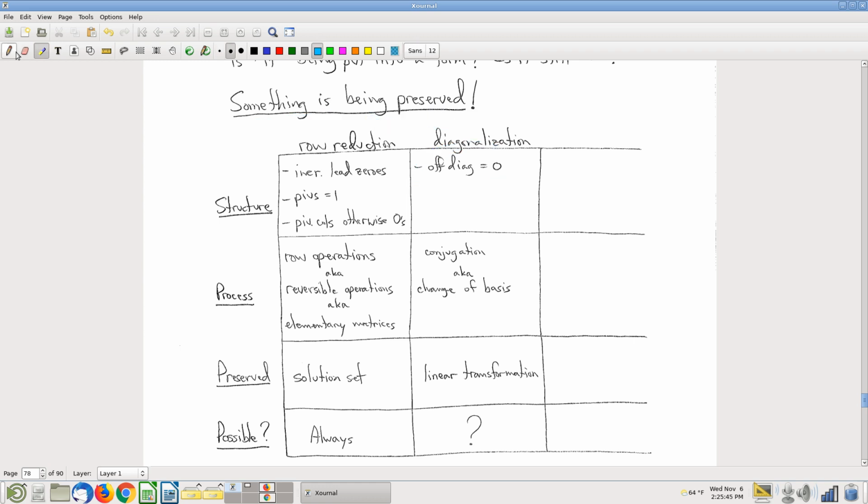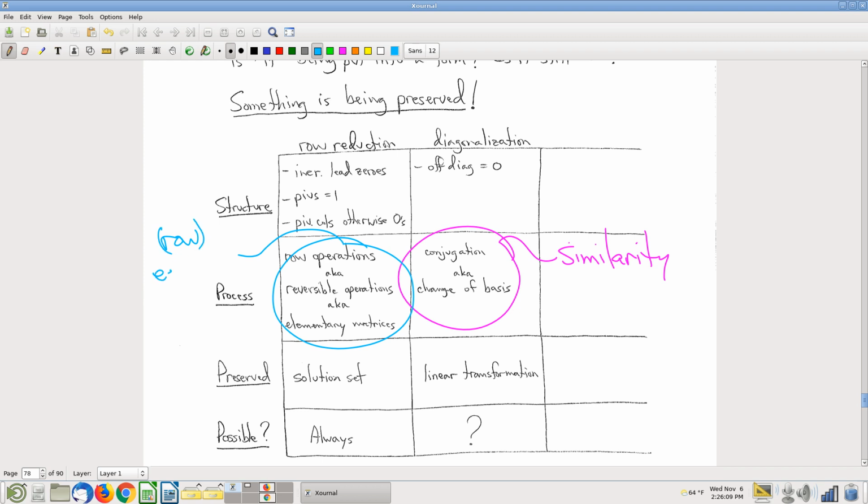I want to supplement this table here a little bit. This is what we call similarity. Change of basis and conjugation both result in similar matrices. Along those lines, this is what we call row equivalence, or sometimes we just call it equivalence.